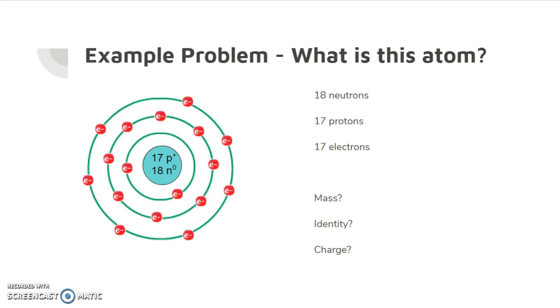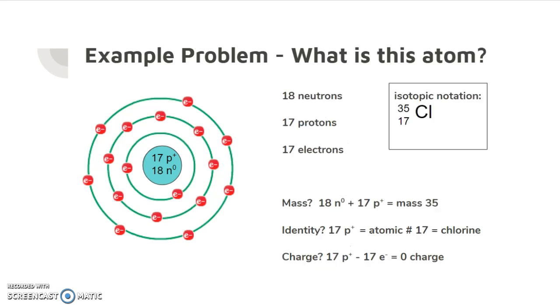All right, so let's look at our answer here. From the 17 protons, when we look at the periodic table, you get the element chlorine. So remember our identity, 17 protons, atomic number is 17. So if you look at element number 17, that's chlorine. Our mass, it would be from adding together our neutrons and protons, you get a mass of 35. And then finally, like we already said, 17 minus 17, no charge.